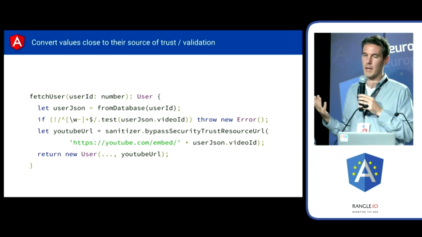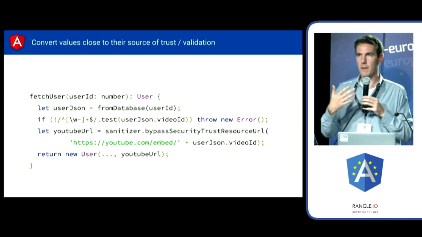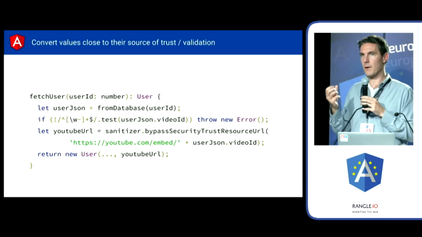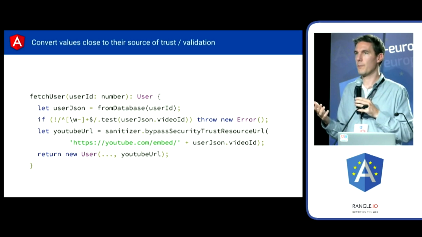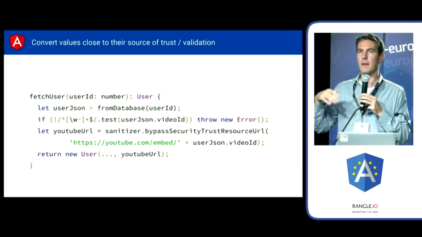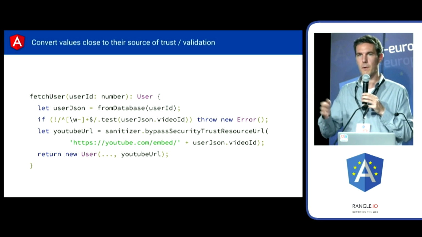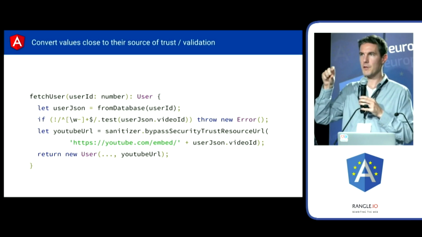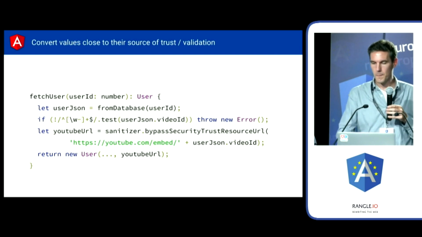So in a larger application, you would probably say, well, I'm fetching the user from the database somehow, so I get this user JSON object, and then there I validate that the video ID is correct, and then I actually make the call for bypass security. So as close as possible to the validation always, you make the call, and then when you're sure that the value is actually correct, you wrap it into your regular object and pass it around in your system, and so you can be sure that the validation is very close to the actual validation of the data.